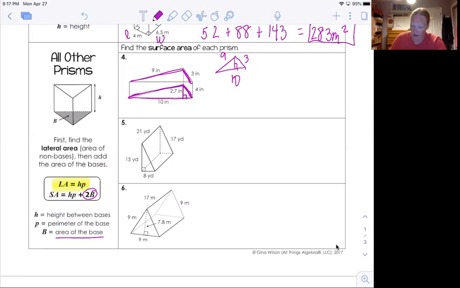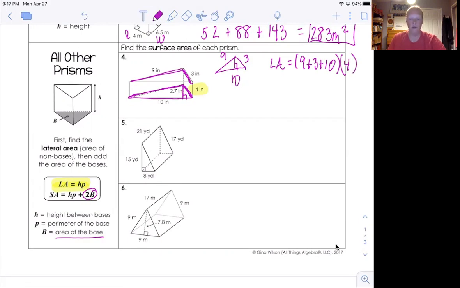Okay, so I'm going to first find the lateral area. The lateral area is the perimeter times the height. So the perimeter of this triangle is 9, sorry about that, 9 plus 3 plus 10. Oops, that's a 10. Okay, 9 plus 3 plus 10. Yep, got it. Times the space between the two bases. And if you look at the figure over here, the space between the two bases is this 4 right here. Okay, so you've got a triangular base at the top, a triangular base at the bottom, and that 4 is in the middle. So I'm going to put a 4 in here.